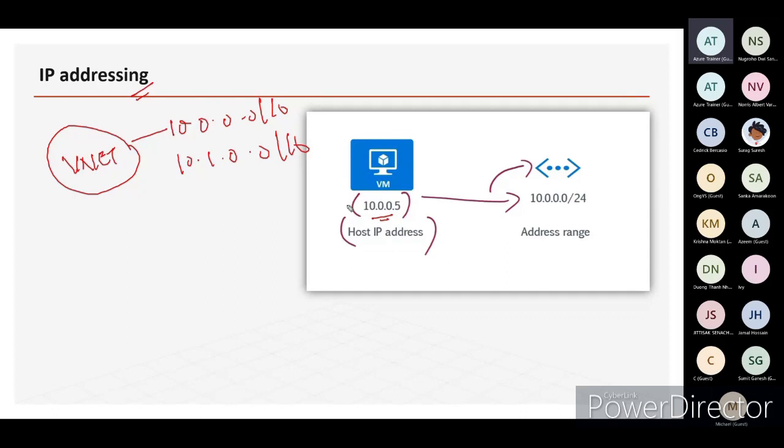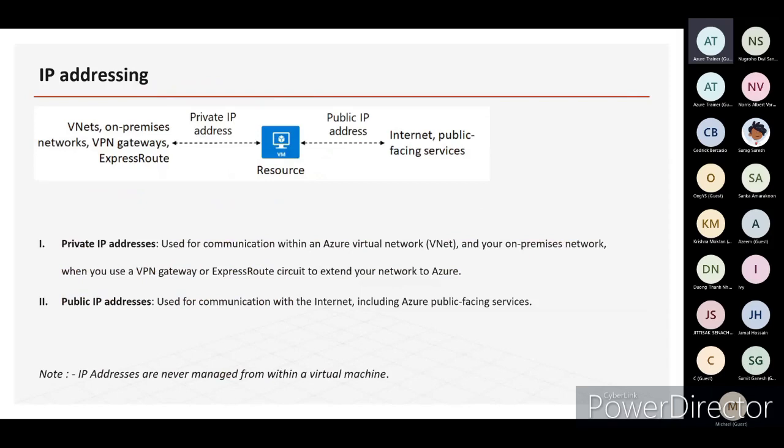This is the way an IP address is configured. You have a VNet range configured, the VNet is connected, and from that pool the IP address is assigned to the virtual machine. Typically a private IP address is assigned within your VNet, or if you have an on-premises network, a VPN gateway, or ExpressRoute, all these situations will use a private IP address. A public IP address we saw yesterday, in which situation you are going to use a public IP address.